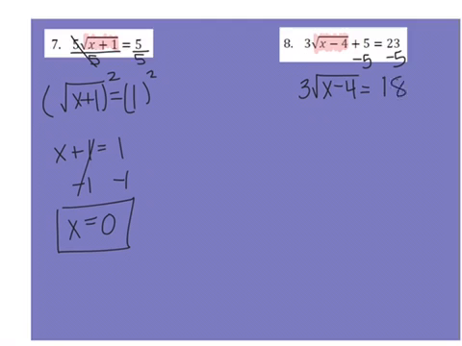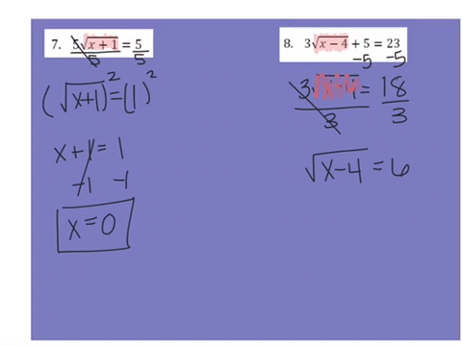So now I still have a radical, and we're still trying to get it alone. So again, this is what I'm trying to get alone here. I'm going to get this piece alone. So I'm going to go ahead and get rid of that times by 3 by dividing by 3. So I'm going to be left with the square root of x minus 4 is going to equal 6.